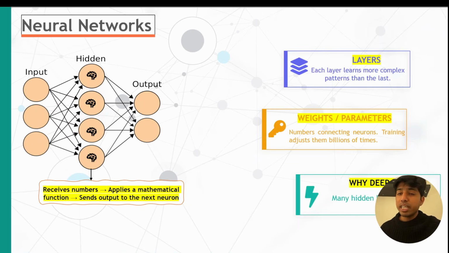Now we have to understand what learning actually means. This is very important. Every connection between neurons has a number attached to it. The number is the weight. When training begins, all weights start at some random numbers. The model knows nothing. Then it makes a prediction, checks if it's wrong, and adjusts the weights slightly to be less wrong than the last time. It does this millions of times. It repeats, it adjusts itself. That's how it learns. By the end, the weights have been tuned so precisely that the model makes accurate predictions.